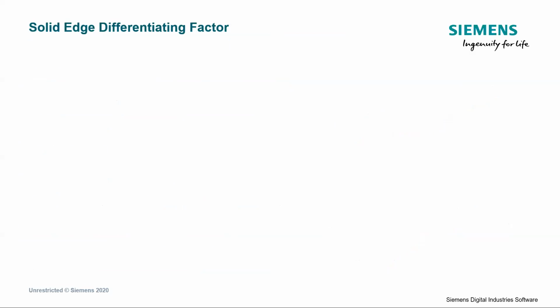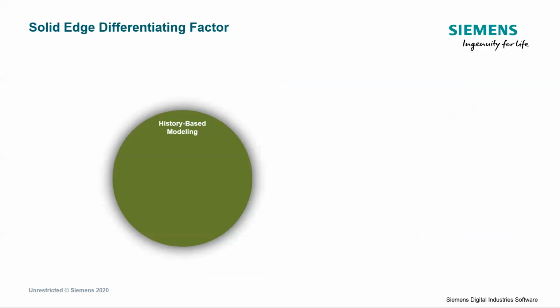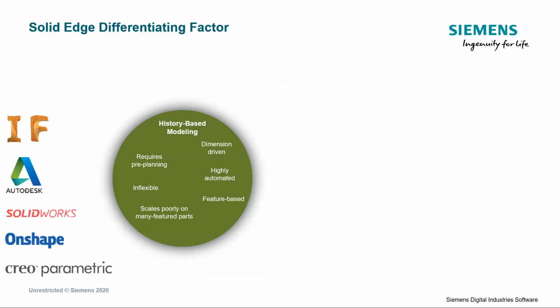So what exactly is this unique technology that we talk about? Well, when we talk about product design, there are two ways to approach it. The first one is what we call history-based modeling. This is something which most of the traditional software is based on. They have their own set of advantages, for example, they are highly automated and dimension-driven, and they come along with their own set of disadvantages as well. For example, in case there's a design change, then it becomes very difficult and time-consuming to implement.